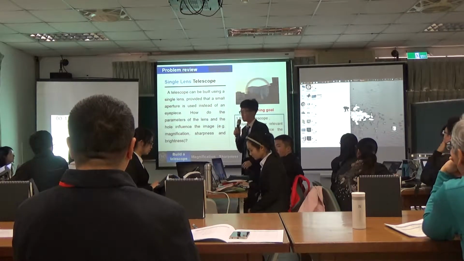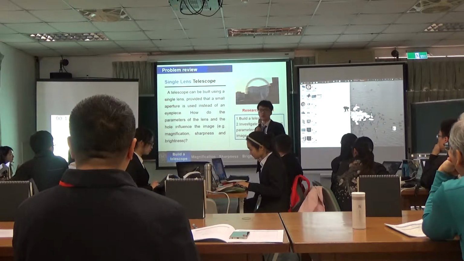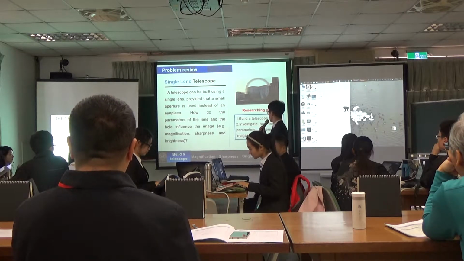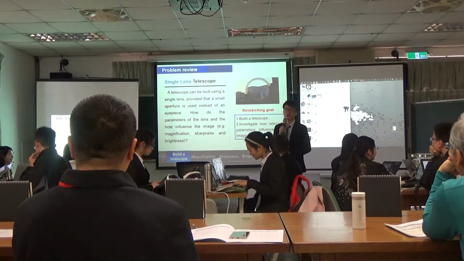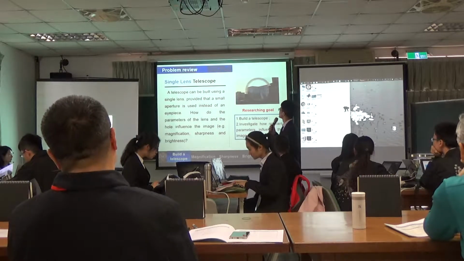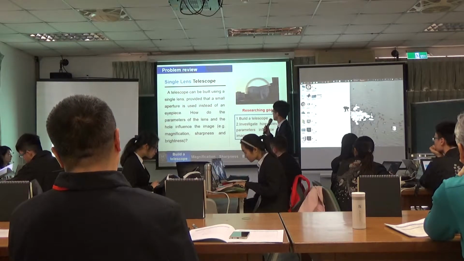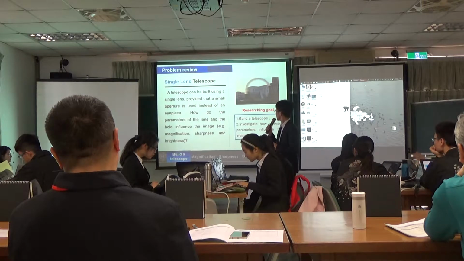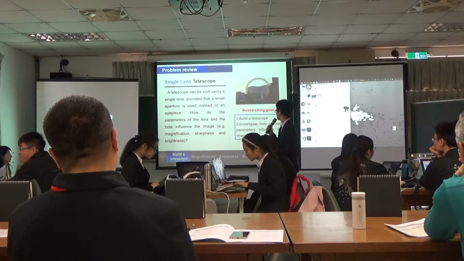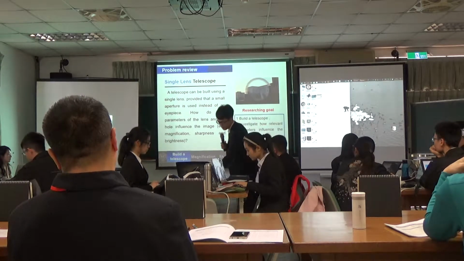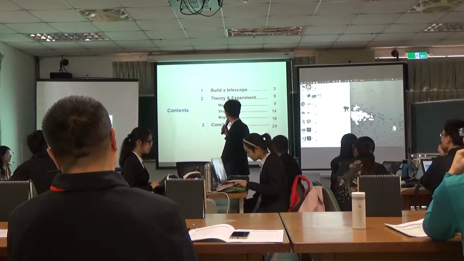Firstly, let's review the problem. This problem brings us two tasks: firstly, to build a telescope with a single lens and a small aperture, and secondly, to investigate how the relevant parameters influence the image. And this is our content.